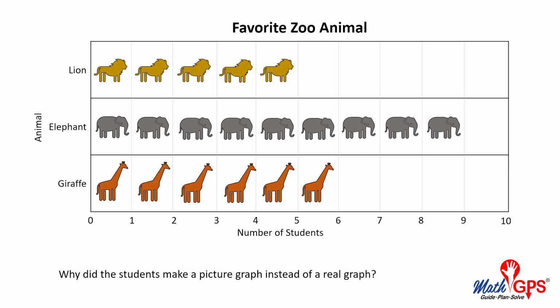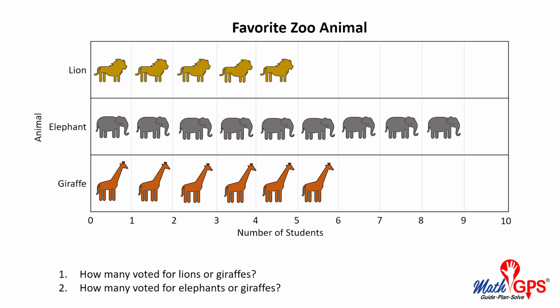Why did the students make a picture graph instead of a real graph? How many voted for lions or giraffes? How many voted for elephants or giraffes? How many more students voted for giraffes than lions? How many fewer students voted for lions than elephants?